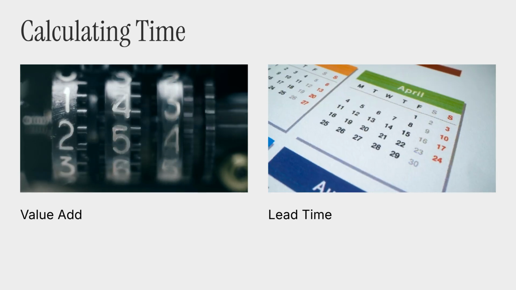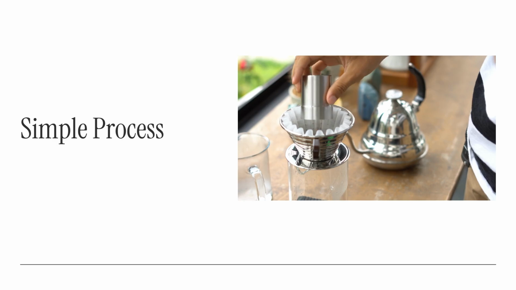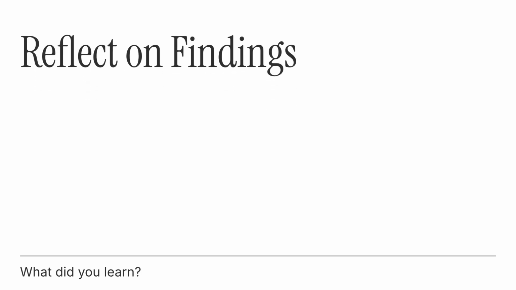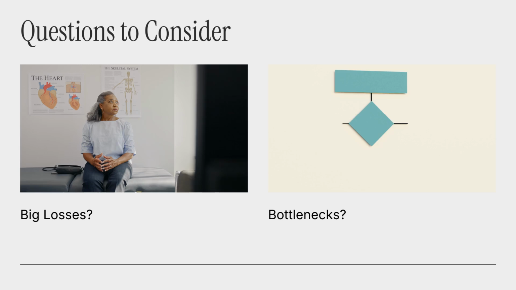To truly grasp the power of VSM, try mapping a simple process, such as making coffee or sending a letter. This exercise helps you see familiar processes in a new light and identify bottlenecks and waiting times firsthand. After mapping, reflect on what you've discovered. What was surprising? Where were the biggest losses? Consider how this changes your view of the process and what you might do to improve it.